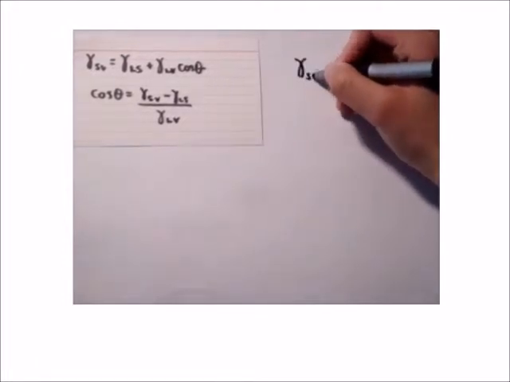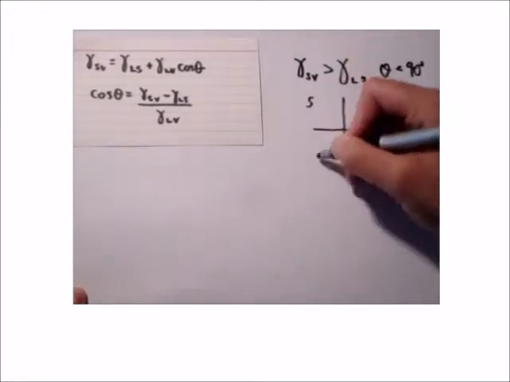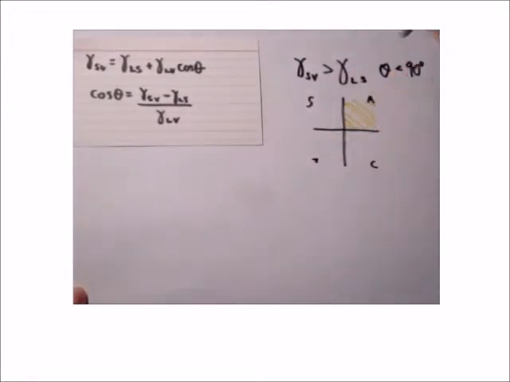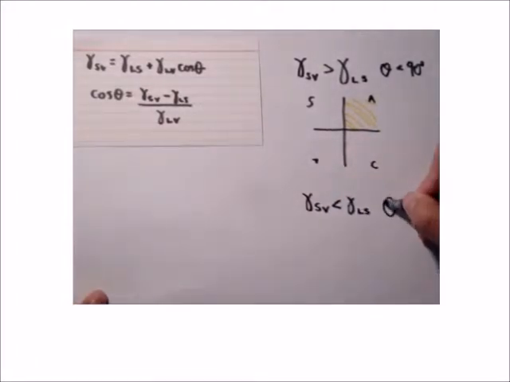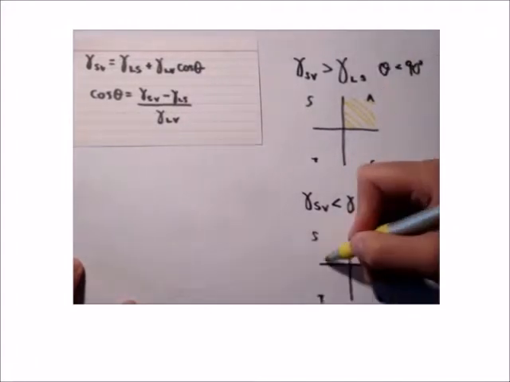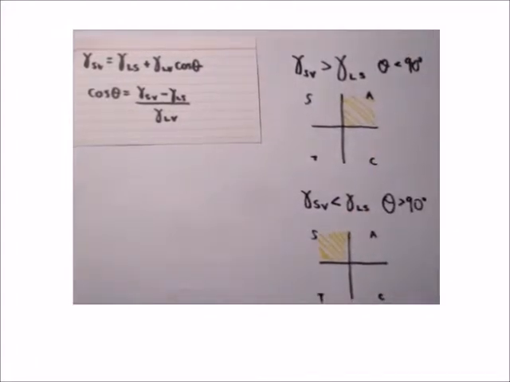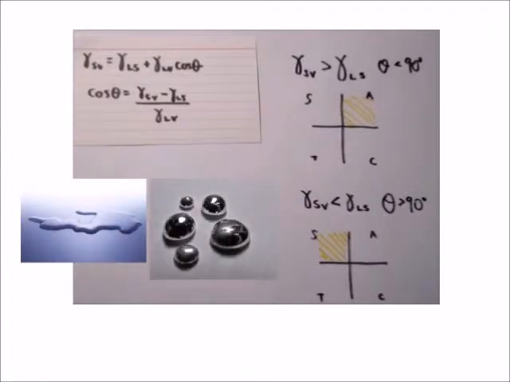So if the surface energy for our solid-vapor is greater than that of our liquid-solid, you can see that we'll get a positive right-hand side, and therefore cosine theta will be positive, which means that theta has to be less than 90 degrees because of the CAST rule. Same thing happens if the solid-vapor is less than liquid-solid: we'll get a theta over 90 degrees, also due to the CAST rule. So if theta is less than 90 degrees, we'll get something like this. And if theta is greater than 90 degrees, so something with a high surface tension like mercury, we'll get beads of droplets.